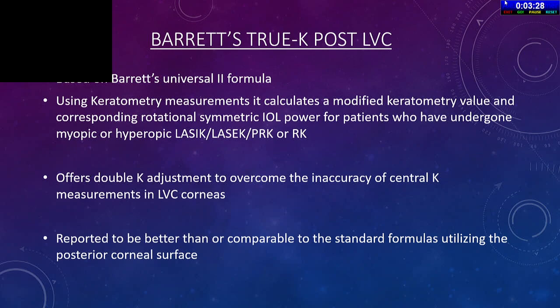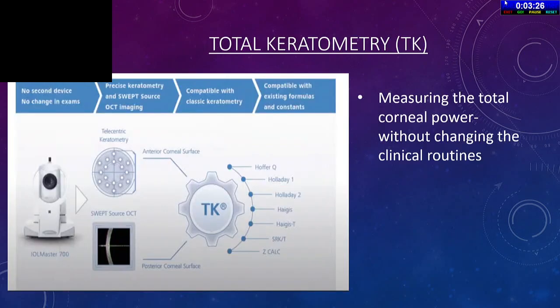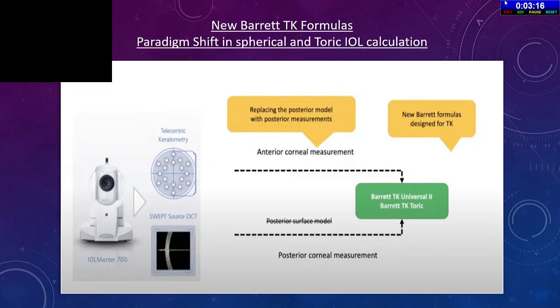In IOL Master 700, there is a measurement known as total keratometry. Again, I have no financial interest. With this measurement, we are able to derive 2 more formulas in the Barrett suite, that is the Barrett's TK Universal 2 and Barrett's TK Toric, which is even more accurate for laser vision correction eyes.